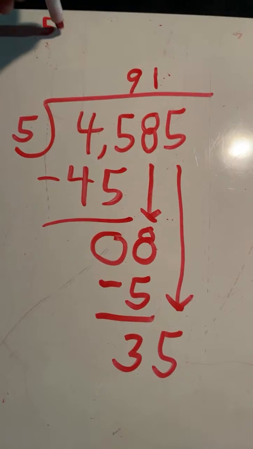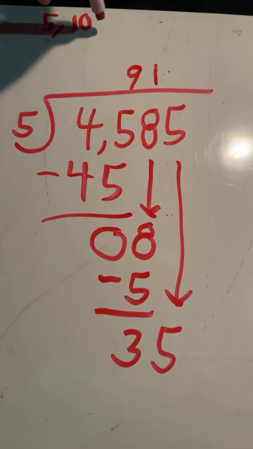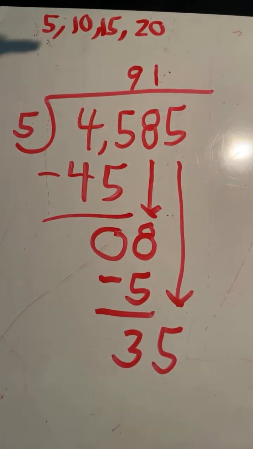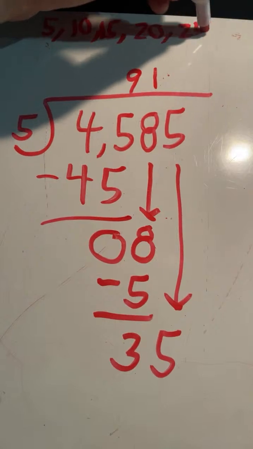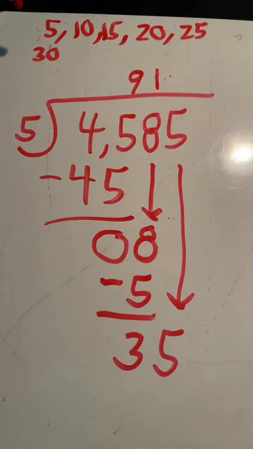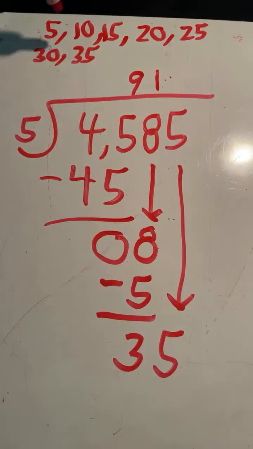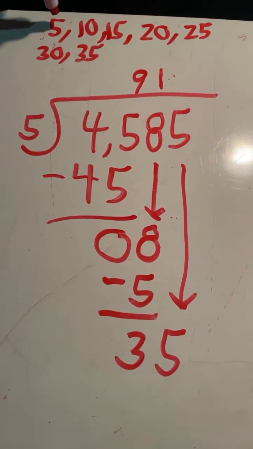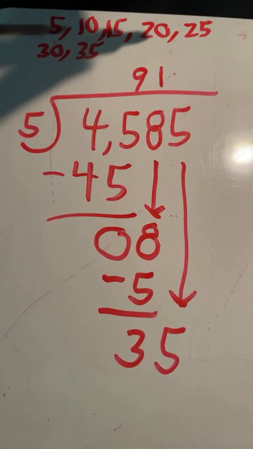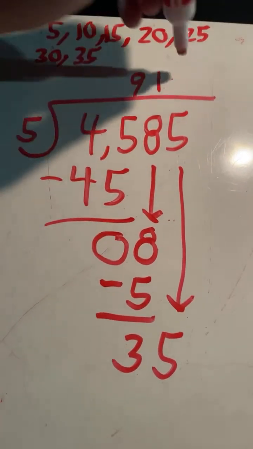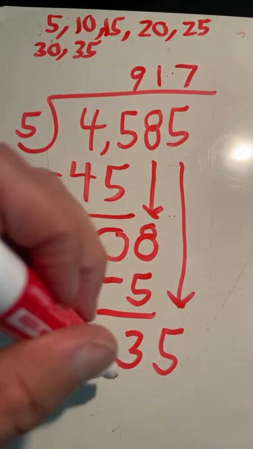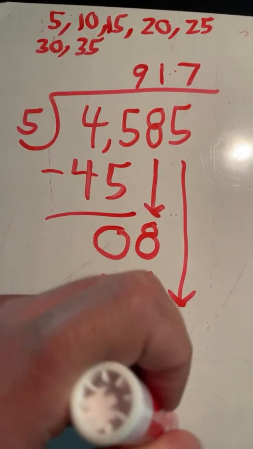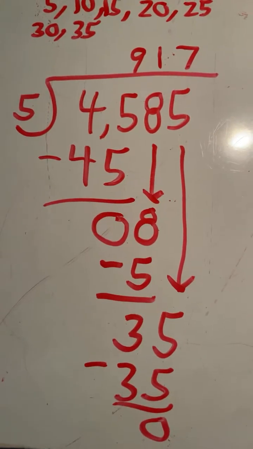So, counting by 5s: 5, that's one group. 10, 2 groups of 5. 15, 3 groups. 20, 4 groups. 25, 5 groups. 30, 6 groups. 35, 7 groups of 5. So 5 goes into 35 7 times. 35 minus 35 equals 0. There is no remainder.